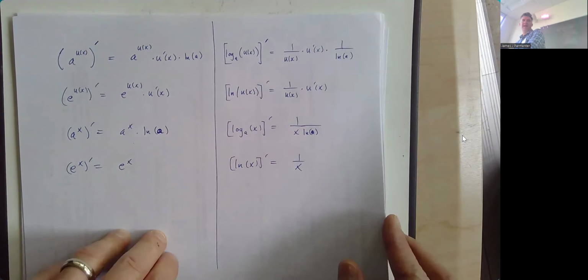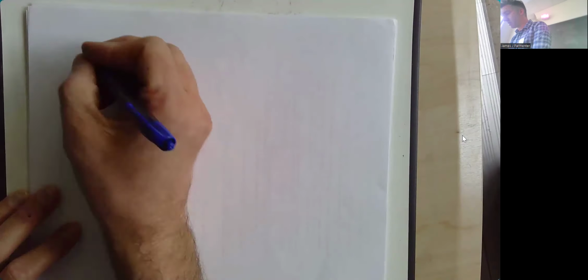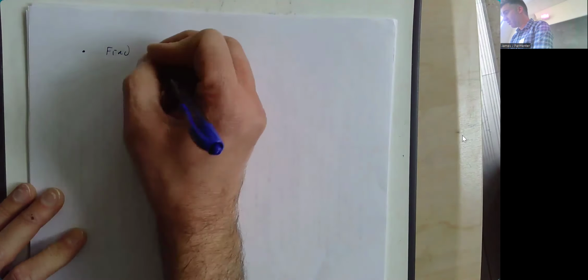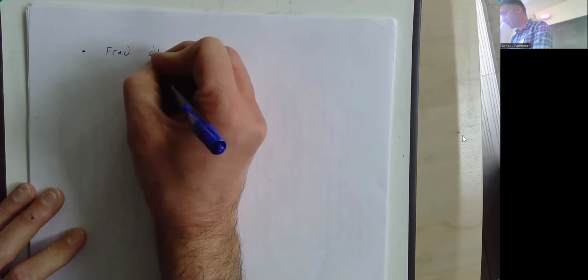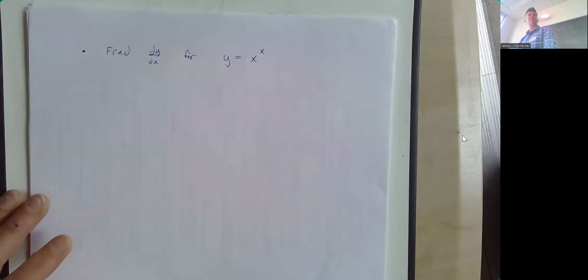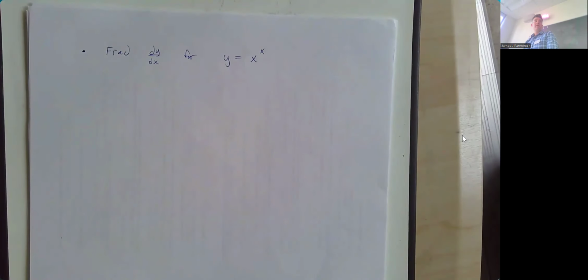So the last thing when it comes to these exponential style things is when your base and your exponent both have a variable in them. For example, a classic example, I want to find dy dx for the function y equal to x to the x. None of your rules apply here. That's not true, but it's kind of true.